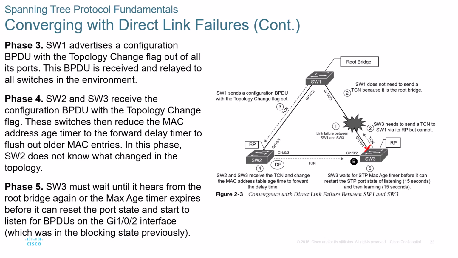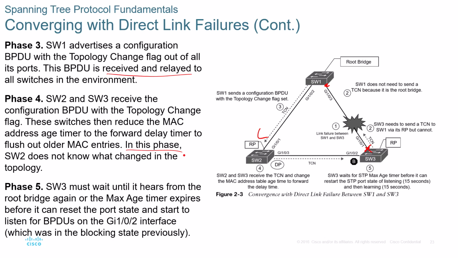So this port is now down, this port is now down. So we're going to go ahead and send it to switch 2. Switch 2 will get it and it will forward to all other switches. It will receive and relay the change. So with that, switch 2 and switch 3 will receive the configuration BPDU with the topology change. These switches will then reduce the MAC address age timer to forward delay timer to flush out older MAC addresses. In this phase, switch 2 does not know what changed in the topology.